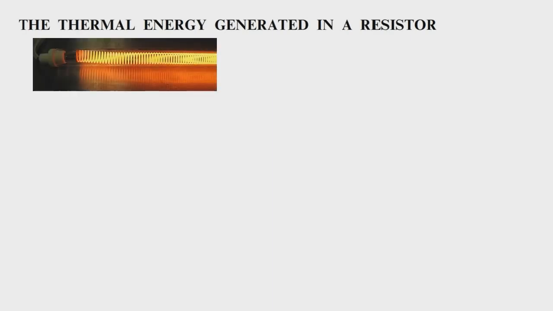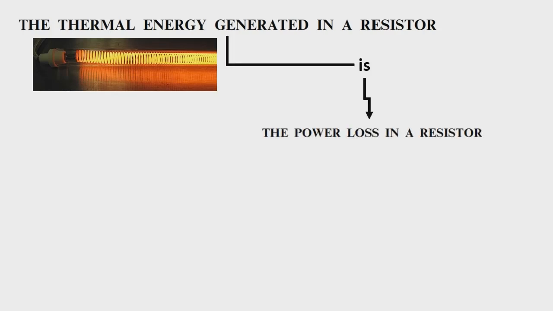The thermal energy generated in a resistor is actually the power loss in a resistor. As power is lost in a resistor from the action of resisting the flow of current, it generates thermal energy, and thermal energy is equated to power loss. Therefore, we are still going to make use of the same formula, which is P equal to I squared times R, or V times I, which is also equal to V squared over R.